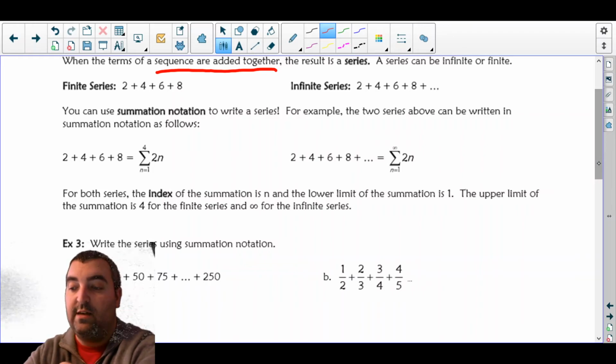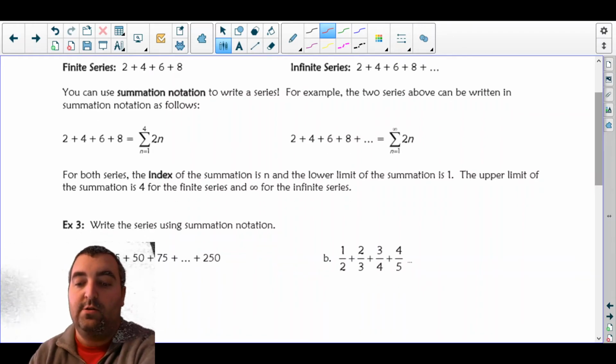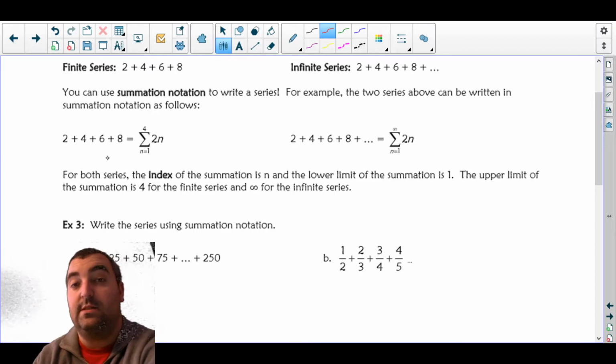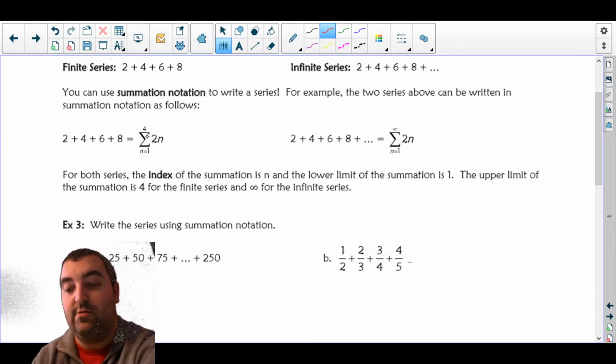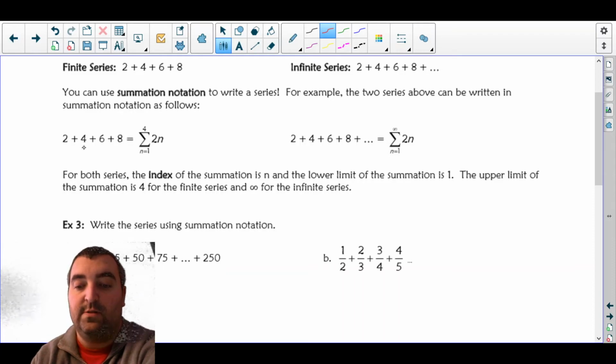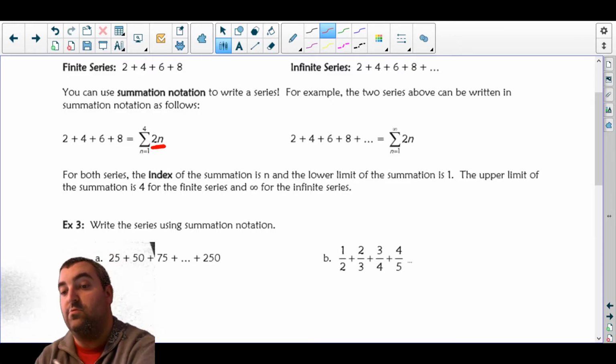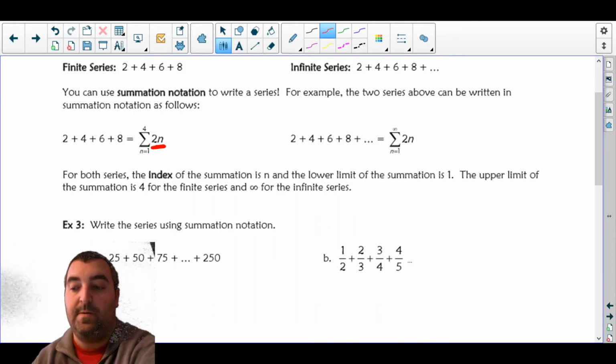So here are 2 examples. For this one, the 2 plus 4 plus 6 plus 8, we use this big Greek letter called sigma. We're starting at 1, so we're saying n equals 1. The last term, so there were 1, 2, 3, 4 terms, so the last term was 4, so 4 goes up there, and then you put the sequence's rule there. Okay?